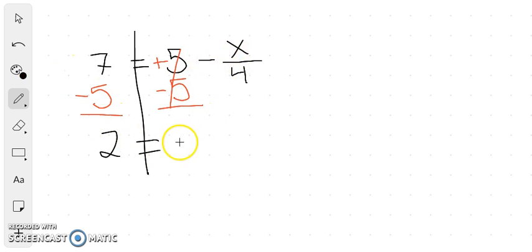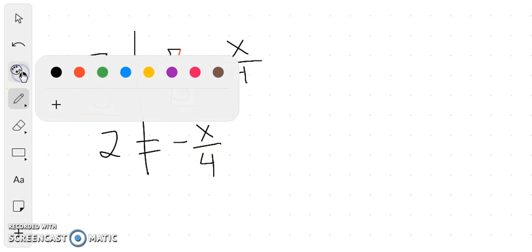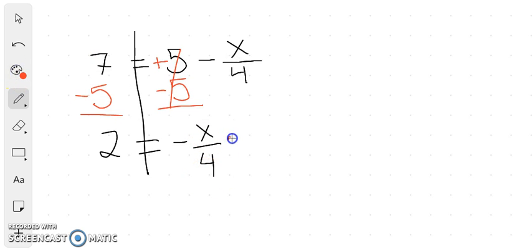And then we still have this minus x divided by 4. We want to do the opposite of division now, which is multiplication. So we're going to multiply by 4. And since there is this negative sign, we don't want that negative sign left behind with the x. We have to actually multiply by negative 4, because that negative multiplied by negative ends up coming out positive. And then we have to do the same thing on the other side and multiply by negative 4.